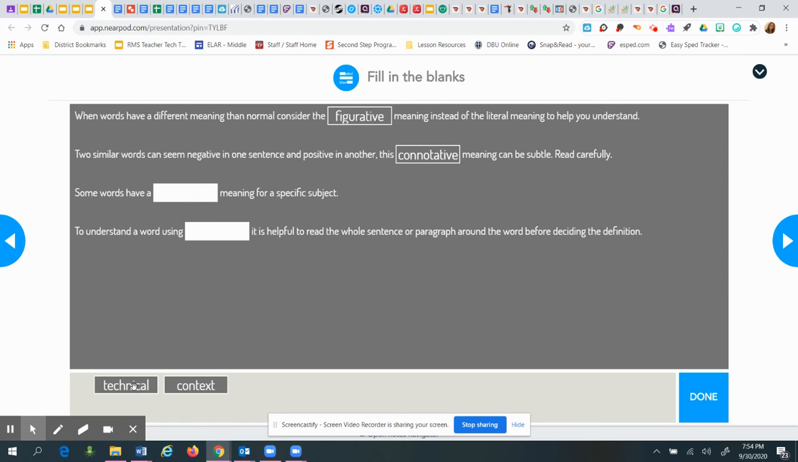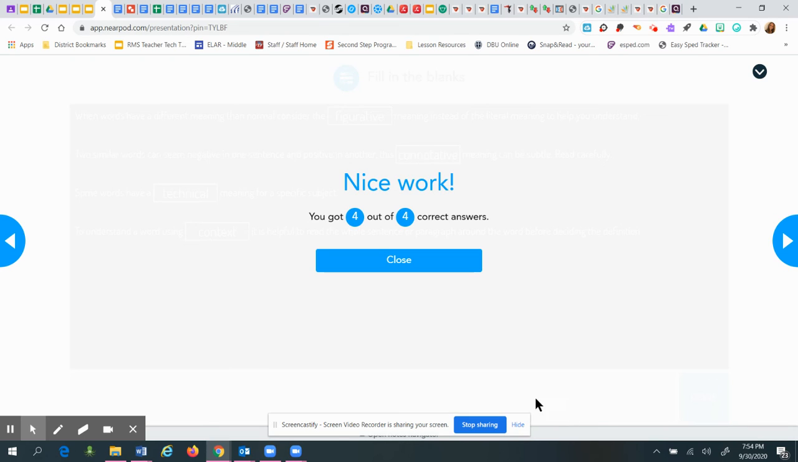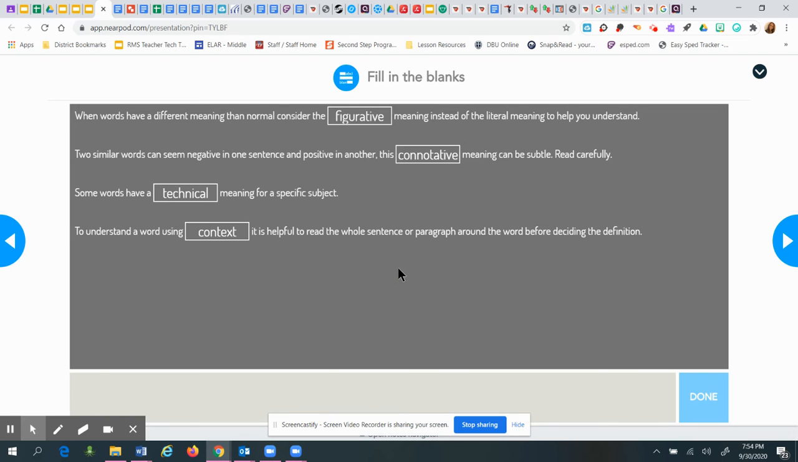No, no, no, no. Scratch that. I said it backwards. I said it correctly before. And then to understand, it's technical. To understand a word using blank, it's helpful to read the whole sentence or paragraph. Well, that's basically what we're doing to understand the word using context. And then click done. Yay! And then move on.